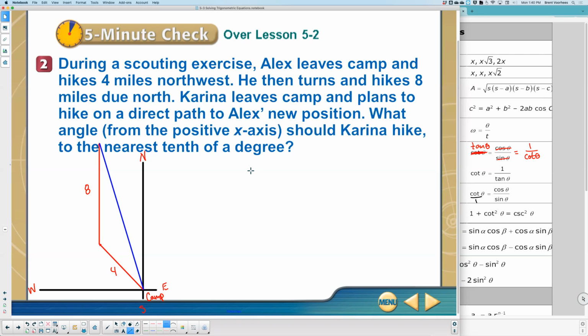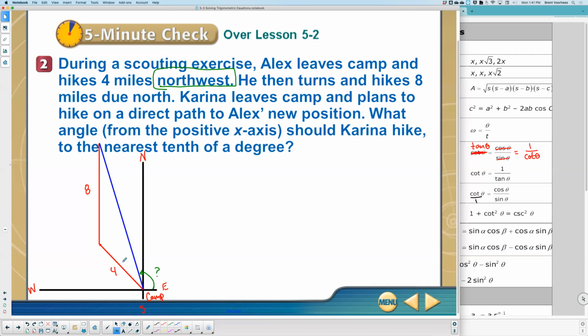What's that piece of information that I did not write down? Something else that will really help us with our problem. The angle we're looking for is from the positive x-axis. That is what we're looking for right there. That helps us know what we're trying to solve for, but there's something else in the problem that I did not write. I'll give you a hint. It has to do with this northwest.